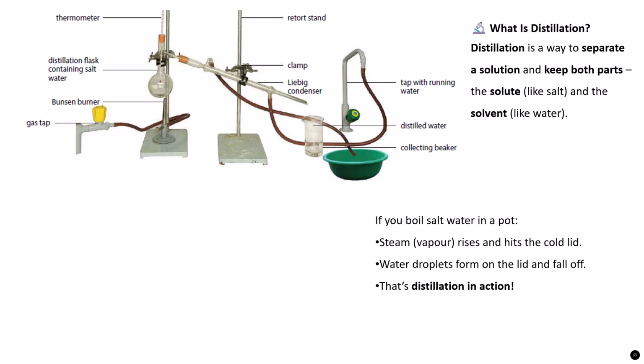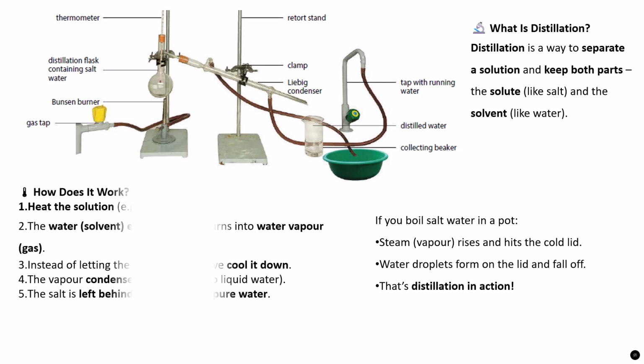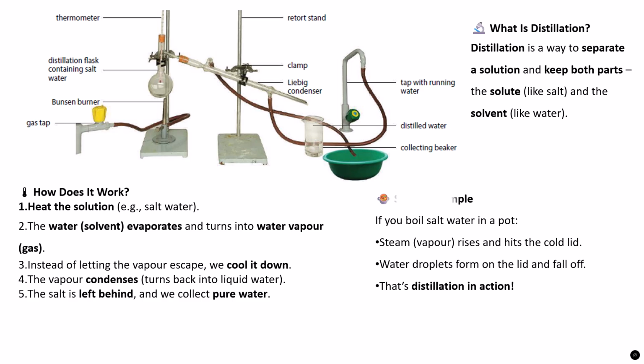Now, let's look at this apparatus, which is called the distillation apparatus. Distillation is a way to separate a solution and keep both parts, the solute like salt and the solvent like water, separately. Now, how does it work? You heat the solution, for example, the salt water. The solvent evaporates and it turns into water vapor. You can put ice on top of that contraption and it will condense, and the salt will be left behind in one container and the pure water will be collected in another container.